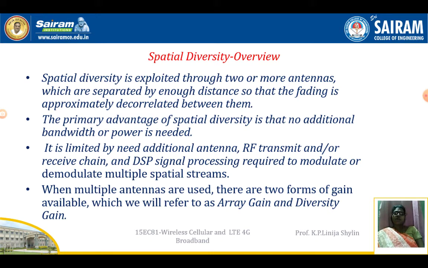Now, we need some additional antennas, but this additional antenna count is also limited by need. A radio frequency transmit and/or receive chain and also digital signal processing are required to modulate or demodulate the multiple spatial streams. Here we are using multiple antennas in spatial diversity, so there are two major parameters we have to know: one is array gain and another one is diversity gain.